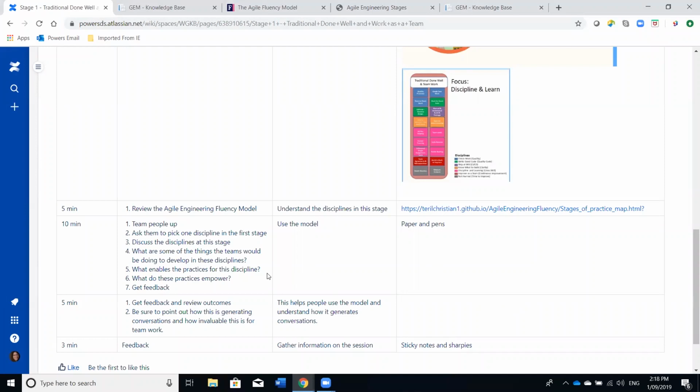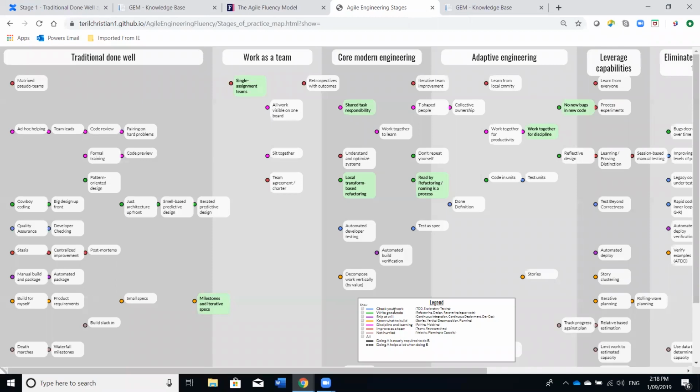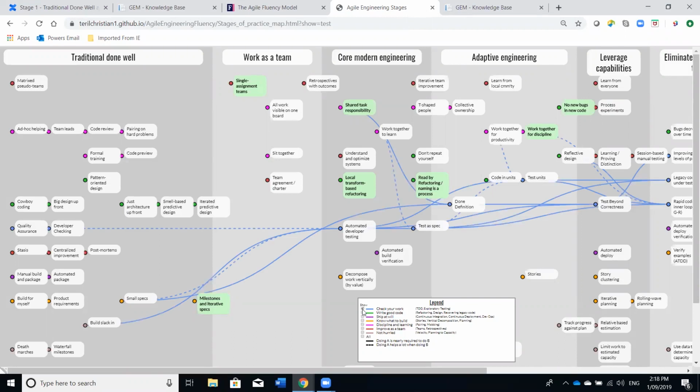So what does that discipline mean in that stage? What are the things the teams would be doing to develop these disciplines? What enables the practices for this discipline? What do these practices empower? And also, what is the investment? What is it that the organization needs to invest in? What does the team need to invest in? What does it mean to get good at some of these things? So if we want to get better at checking our work, what does that mean? Do we have to spend more time? How do we carve that time out?